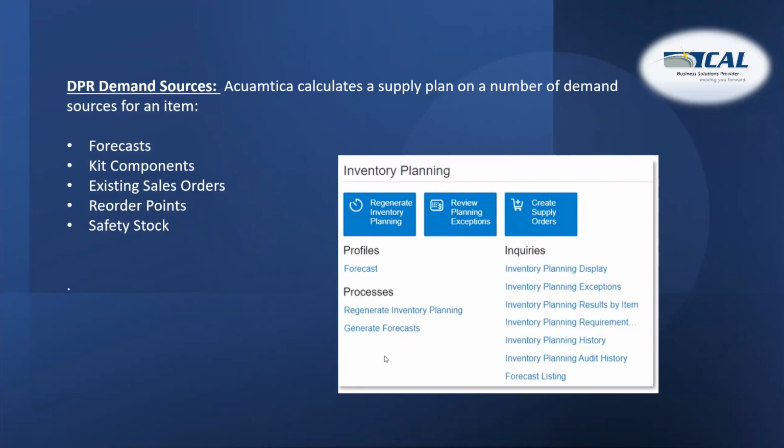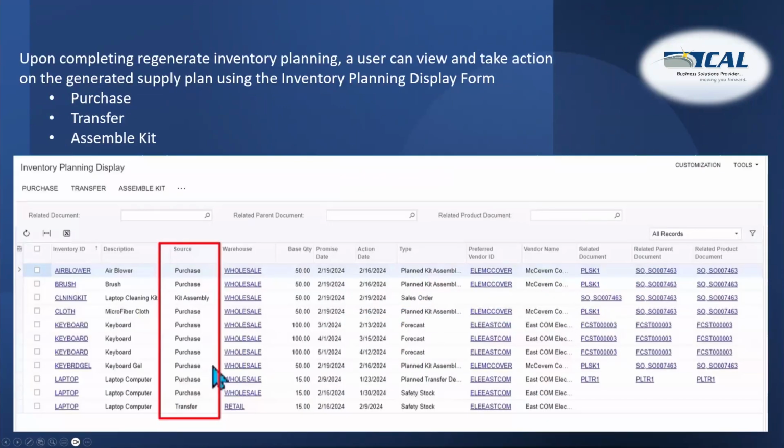It's not going to tell you to prematurely buy something if you don't need it, let's say 2 months from now. Or maybe you don't need it for 2 months, but vendor lead times are so far out that it's going to tell you to order it today. So it's looking at all these different settings so that when you run your regenerate inventory planning function, it comes up with a replenishment plan for you. And that replenishment plan includes items that you need to purchase, transfer, or, if you make these through a kit assembly, it will create the kit assemblies for you.